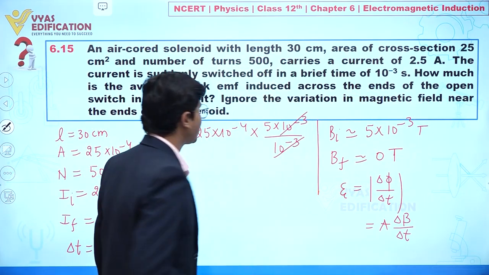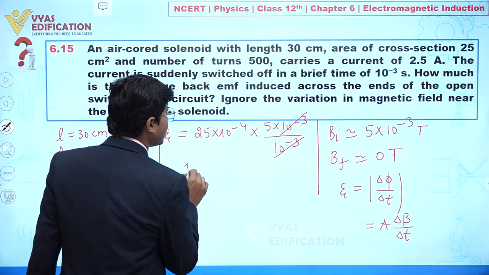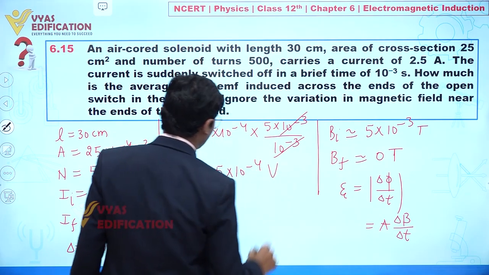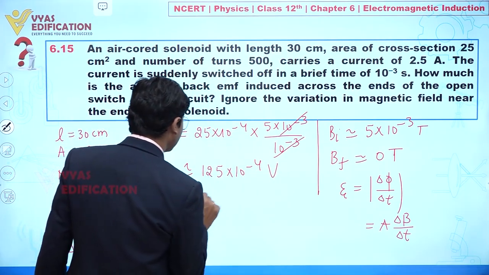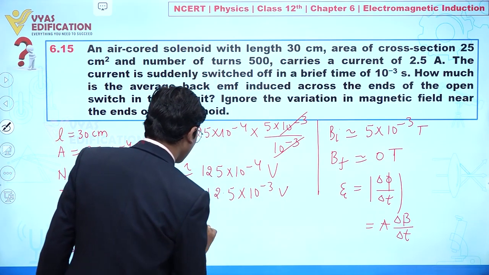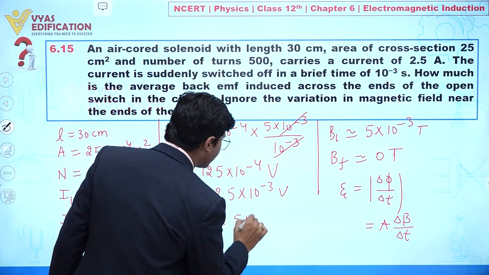This one and this one cancel out, and we are getting near about the value 125 into 10 to the power minus 4 volt. Or you can also write it like this: 12.5 into 10 to the power minus 3 volt, or near about 12.5 millivolt.